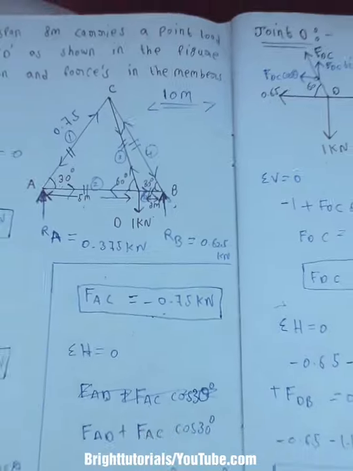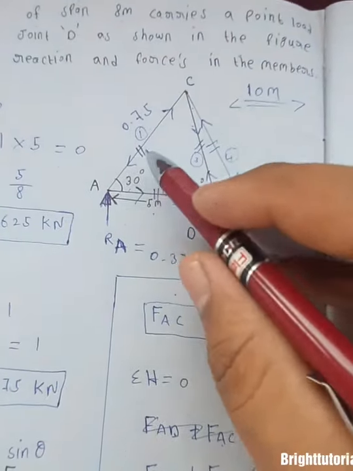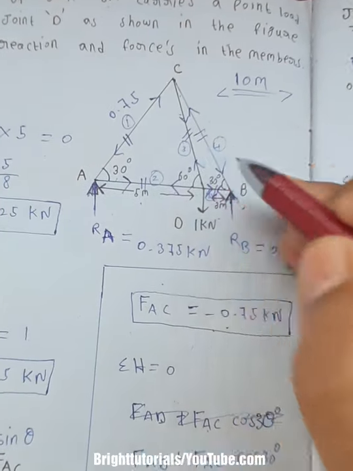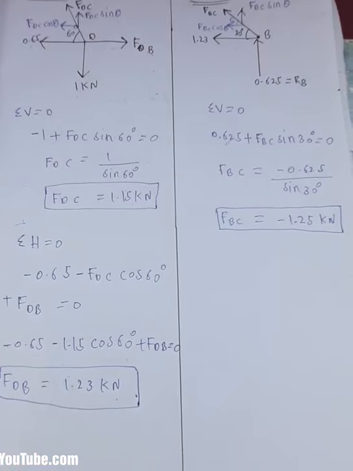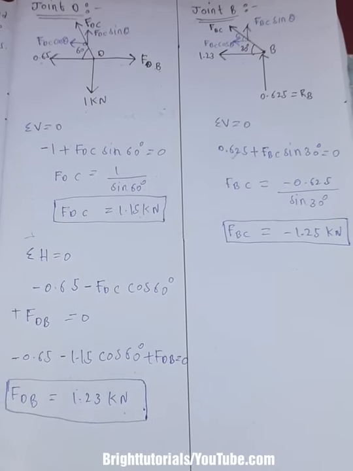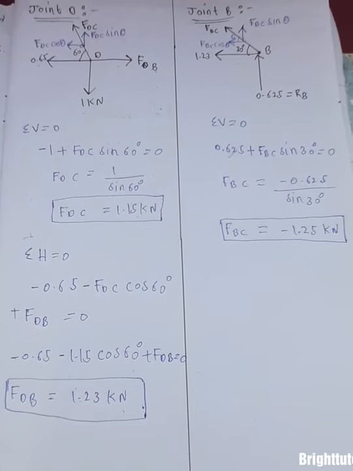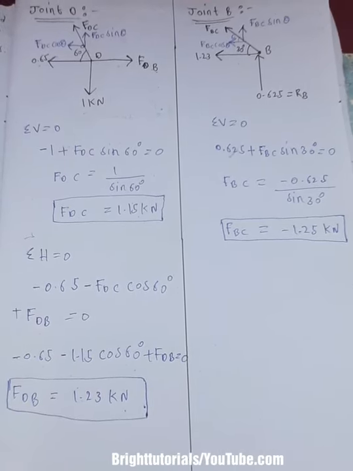So we have successfully found, by using the method of joints, all the forces in members 1, 2, 3, 4 and 5. So it is a very important question, and it is the easiest method. It covers 10 marks for essay 1 for civil engineering students of JNTU Hyderabad.